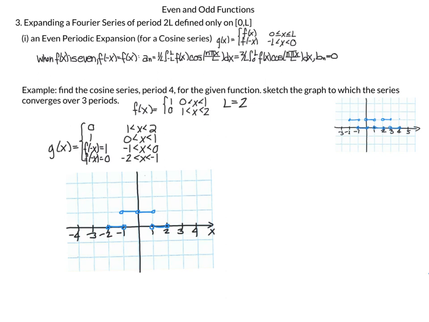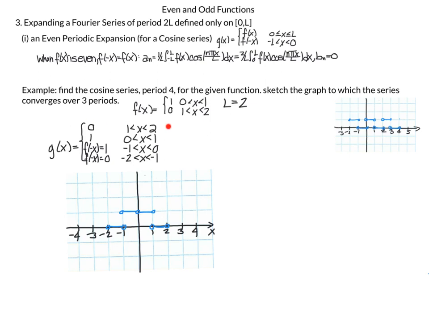So I move my graph of my original function here, and I will start looking at g of x for an even expansion. So I have my f of x for x between 0 and L. So between 0 and 1, we're at 1, and between 1 and 2, we're at 0.